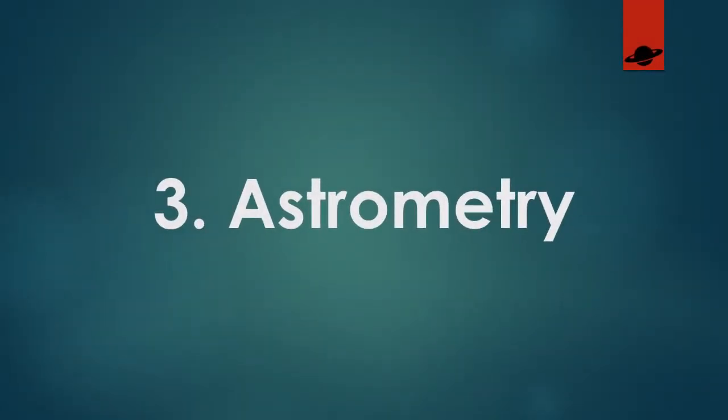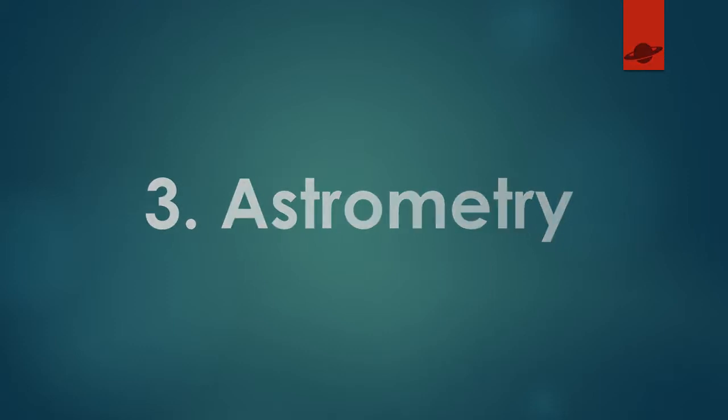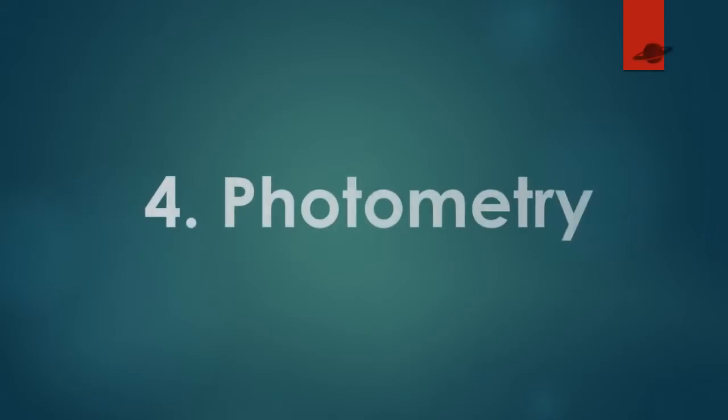Astrometry. The method of astrometry consists of precisely measuring a star's position. By monitoring how a star's position changes over time, you can determine whether the star has an orbit. If it is determined that the star does have an orbit, then the star has a planet.